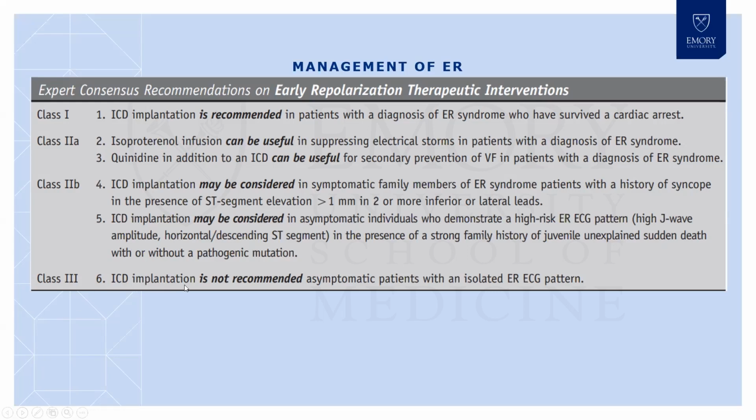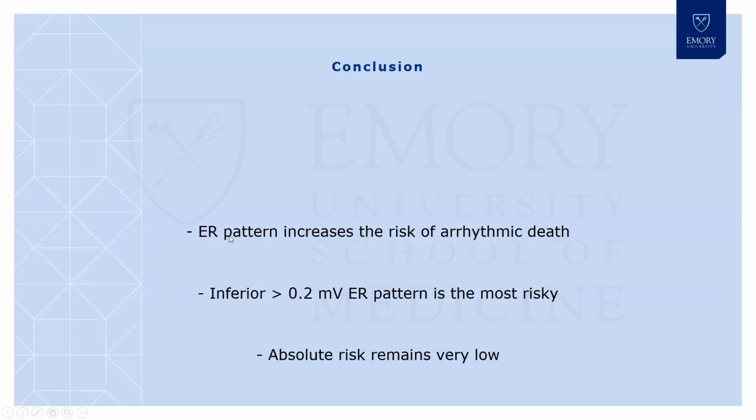And lastly, ICD implantation is not recommended in asymptomatic patients with an isolated early repolarization EKG pattern. Hopefully that's obvious by now. So in conclusion, early repolarization pattern increases the risk of arrhythmic death, but the absolute risk remains very low, which complicates management of patients with early repolarization pattern. Inferior greater than 0.2 millivolts early repolarization pattern is the most risky, so you should potentially take that into account, either in patients with syncope or patients with a family history of sudden death.